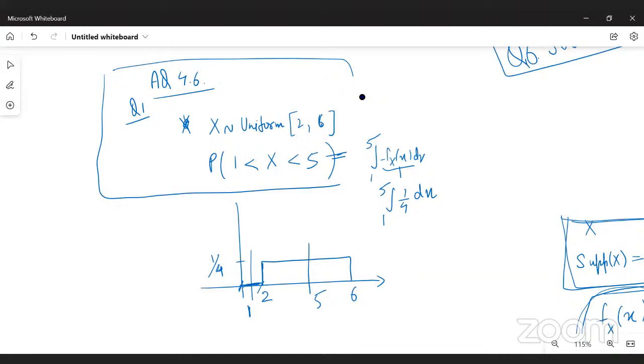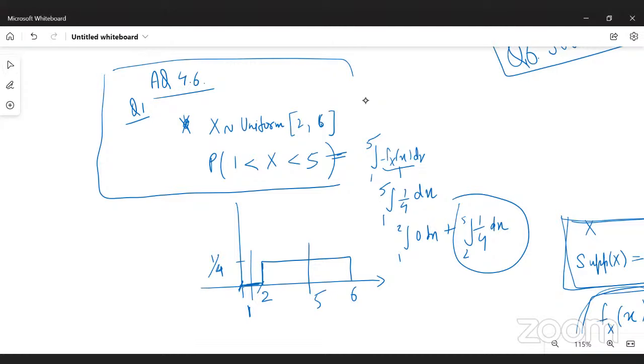Is this clear, why from 1 to 2 it is 0? Yes, ma'am, that part is clear. So from 1 to 2 it is 0. Then you will take from 2 to 5 the integral of 1 by 4 dx and integrate this. What is the problem in this question? How did we get this 1 by 4?